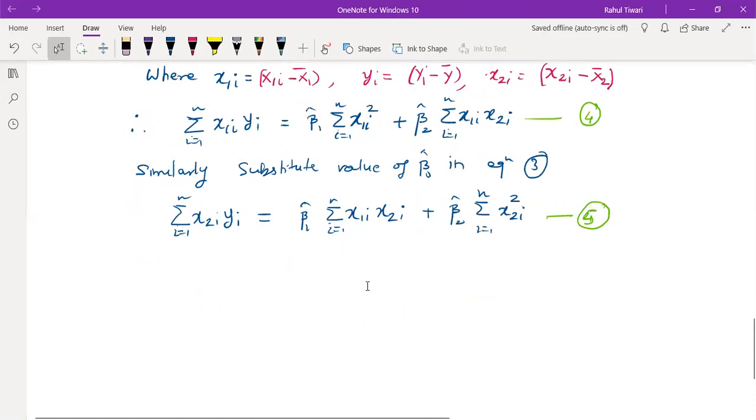Will the coefficient be the same? Hello, sir. Yes, go ahead. Sir, in equation number 4 we multiply by x2I, and in equation 5 we multiply by x1I. Is it x1I square or x1I x2I? In equation number 4 we multiply by x2I and in equation 5 we multiply by x1I.